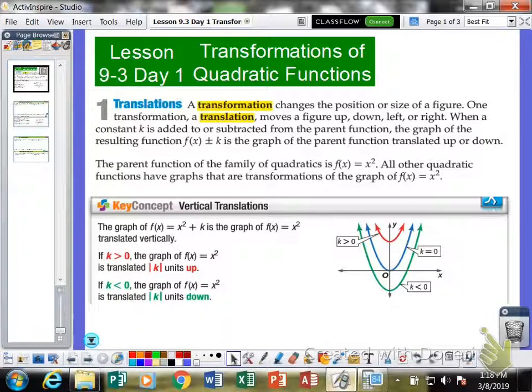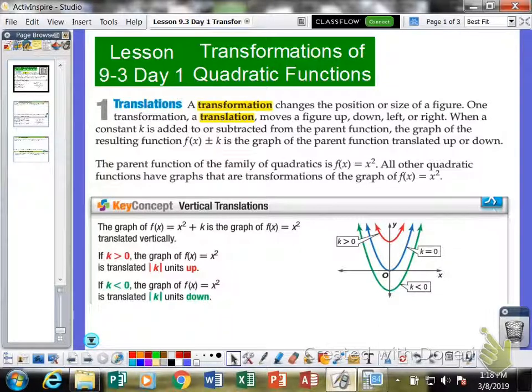The parent function, again, is that x squared. We talked about that in a previous lesson. So if we look at the graphs on the board, the blue graph parabola is the one that is our parent function. So the graph of f of x equals x squared plus k is basically the graph of f of x equals x squared translated vertically.